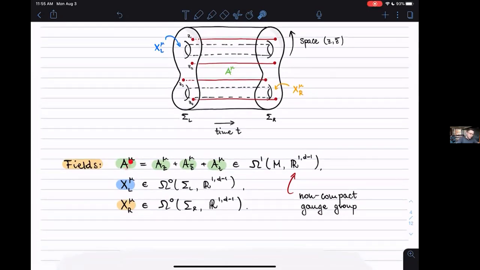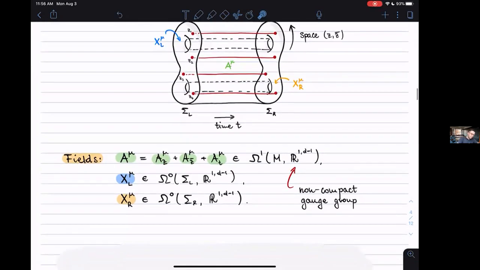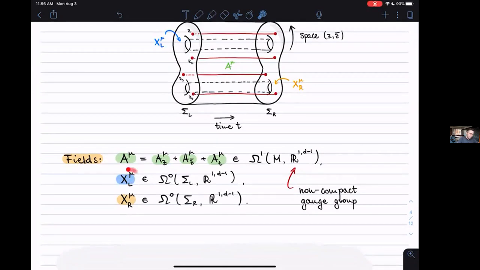So this A now has mu indices, which are the Lorentz indices, and it splits into a dz form, dz bar form, and dt form. Similarly, I will have the left chiral field, some X left mu, which is now a zero-form defined on one of these surfaces, again valued in the target space, and similarly for the right field, which lives on the other Riemann surface.